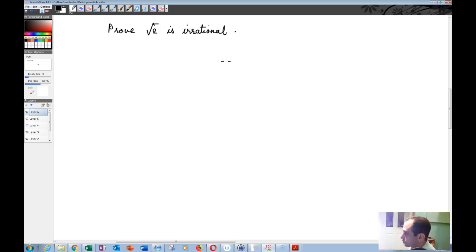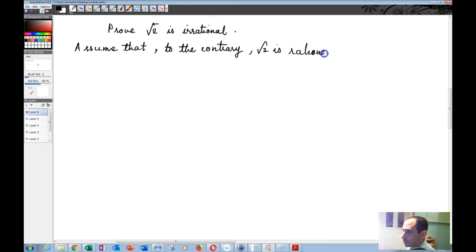It's actually very interesting. For the proof, you say that we assume, to the contrary, that the square root of 2 is not irrational but rational. Okay, so we assume, to the contrary, that the square root of 2 is actually rational.